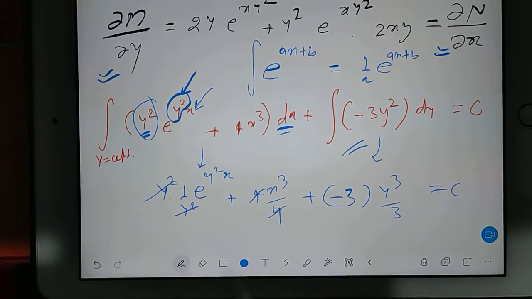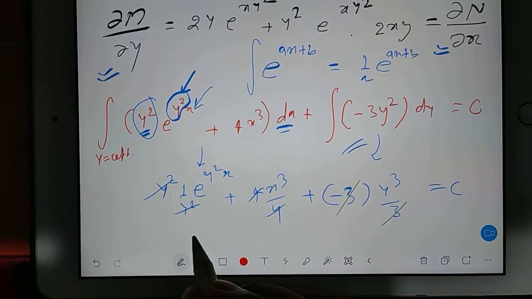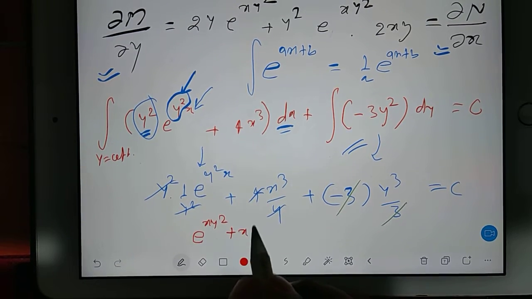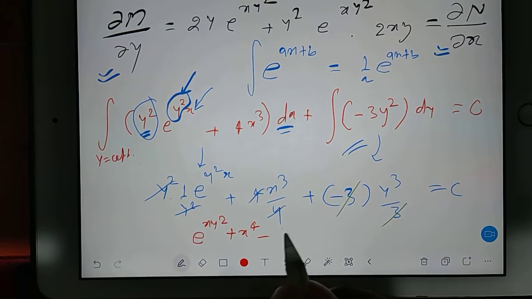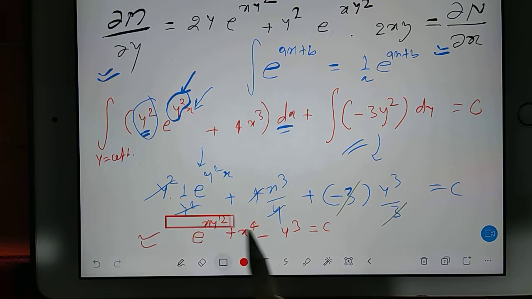So you can see a lot of things are being cancelled out and we are getting a simplified equation which looks like e power xy square plus x power 4 minus y cube is equal to constant. So this final equation is your answer.